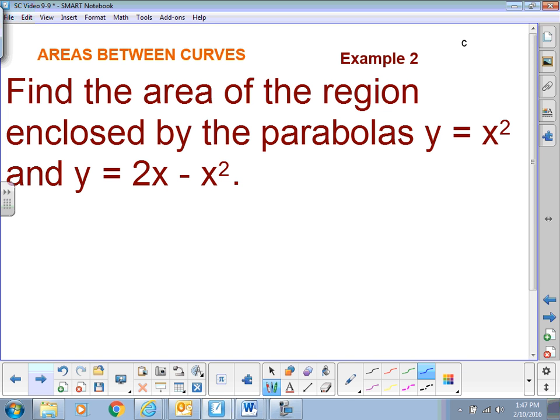So we're going to find the area of the region enclosed by y equals x squared and y equals 2x minus x squared. We're going to sketch a graph first. Why don't we do 2x minus x squared? That should be a parabola opening down.